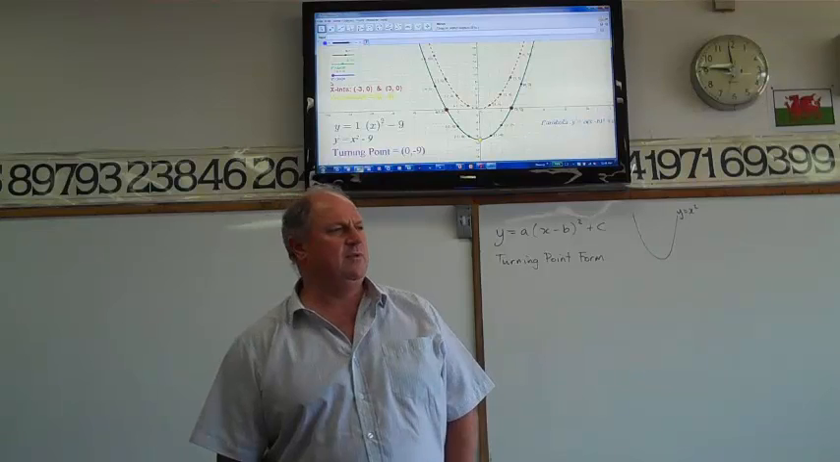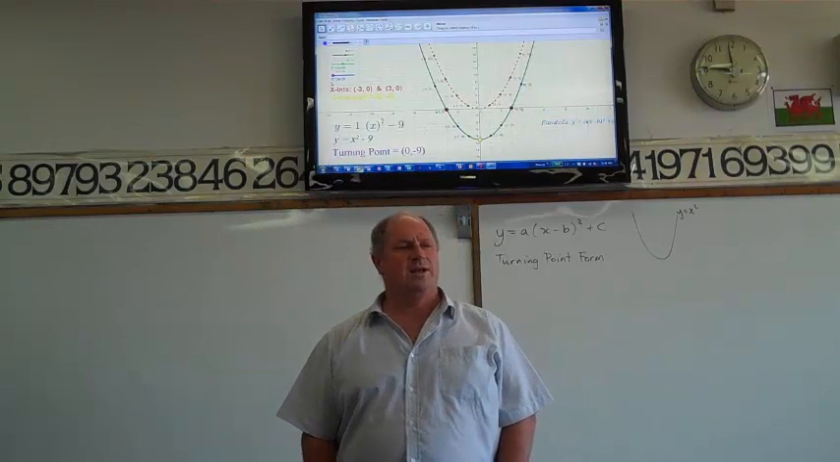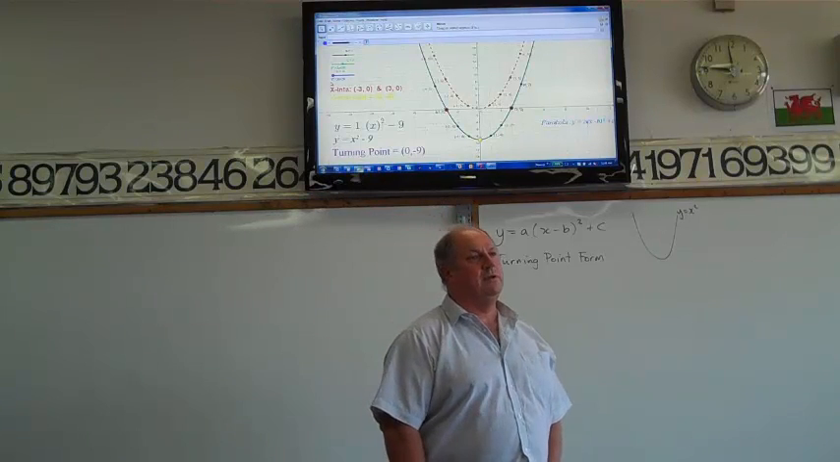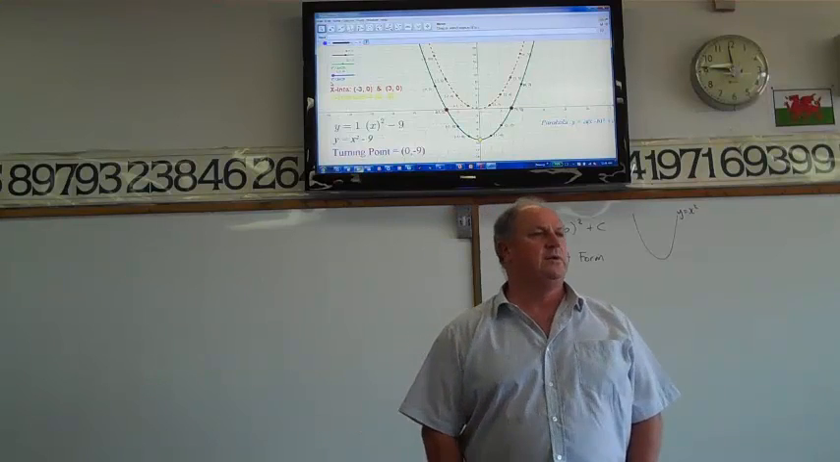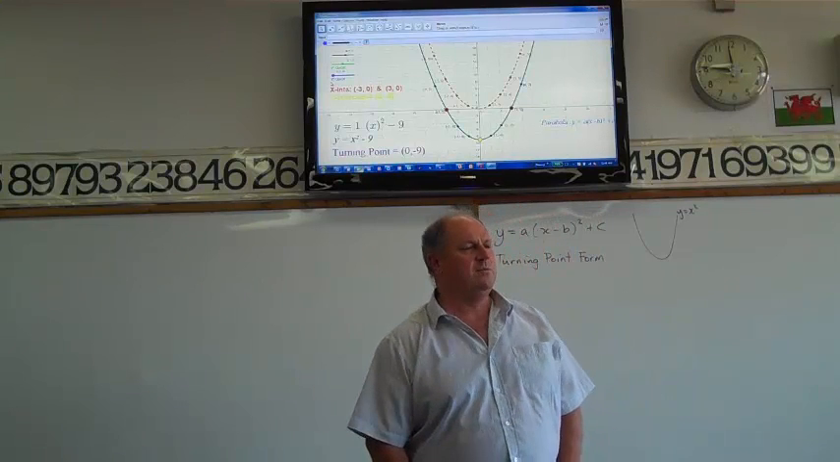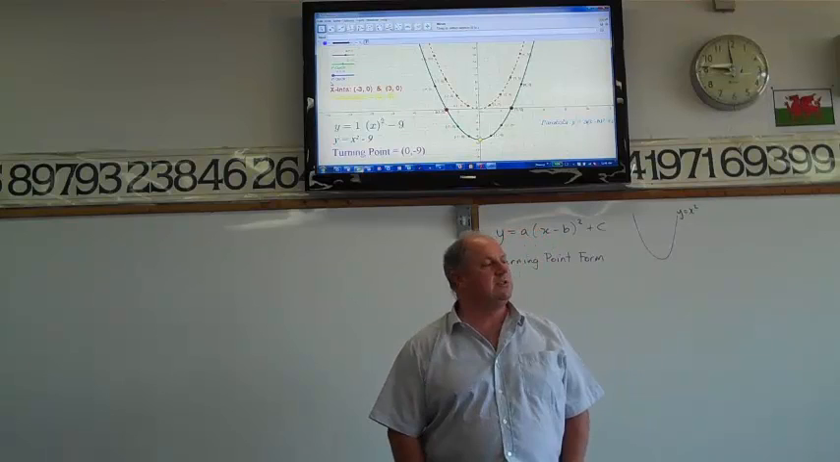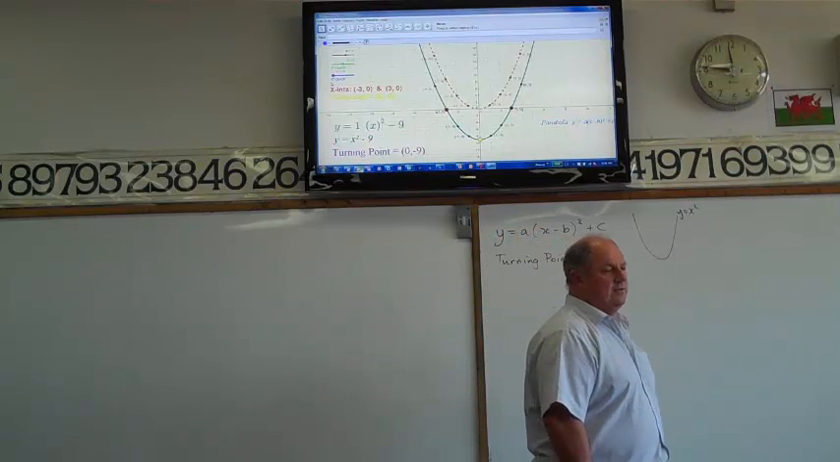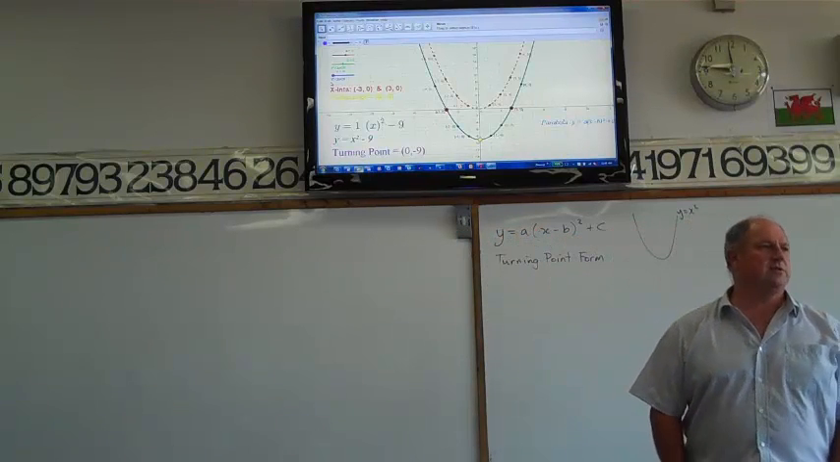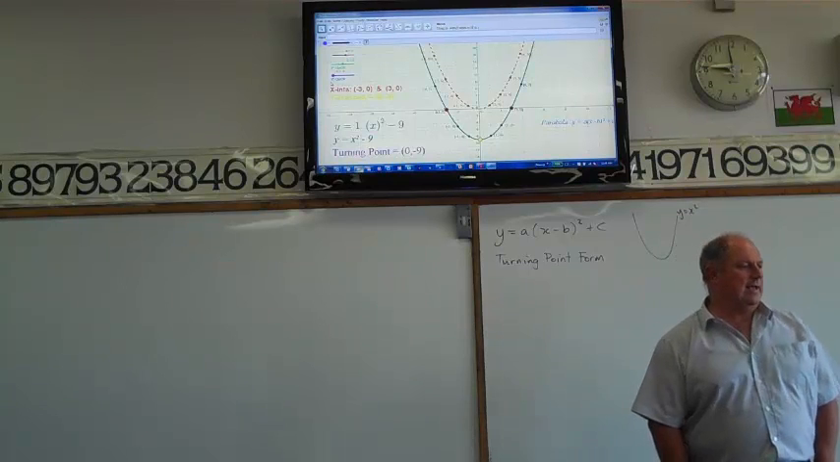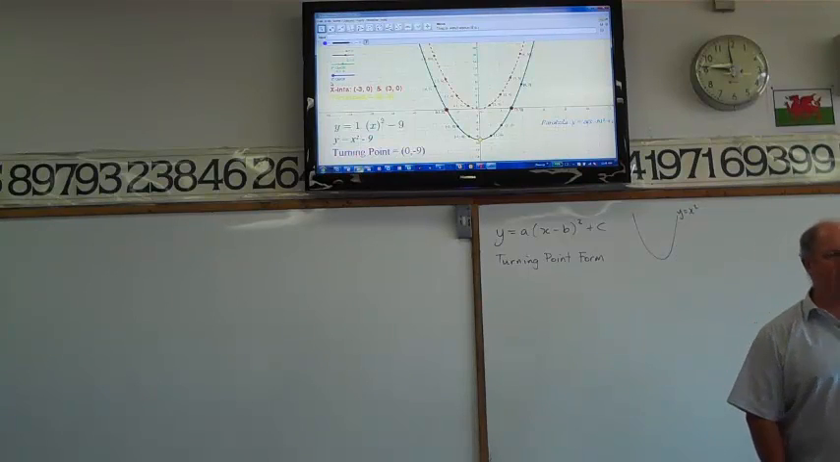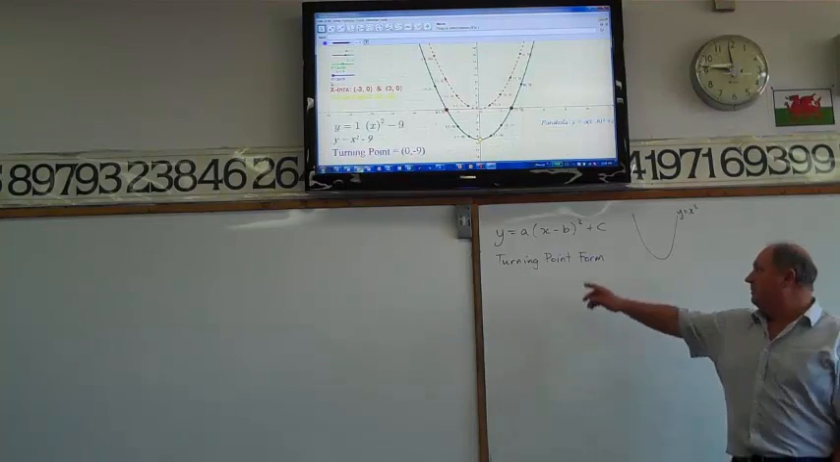Year 10, we're happy for you to just say it's going to move the graph down C units. Whatever C is. So if C was negative 5, it moved down 5. If C was plus 6, it'll move it up 6. Right, A and C are two of the three things we can change in parabolas in this form.